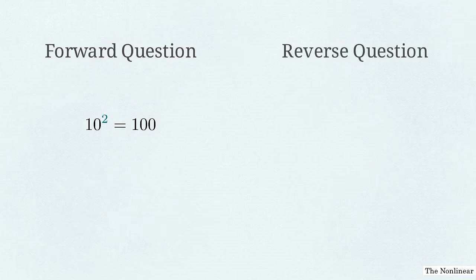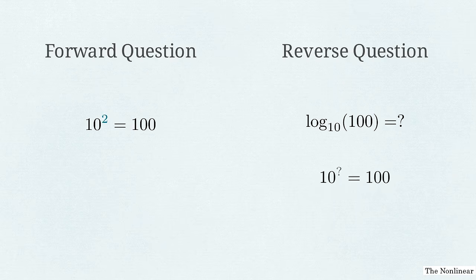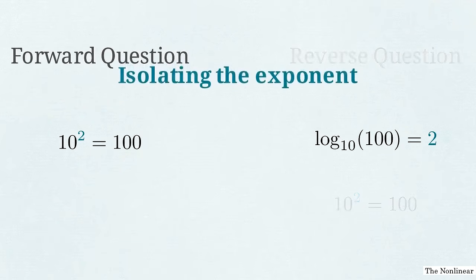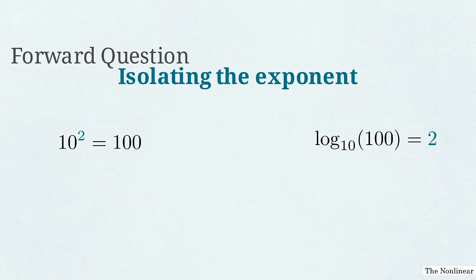The logarithm asks the exact reverse question. If you have 100, how many times must you multiply by 10 to get there? 10 to the power of what gives 100? The answer is 2. The logarithm is the exponent. That is the complete definition. When you use this function, you are isolating the number of multiplications required to reach your target.